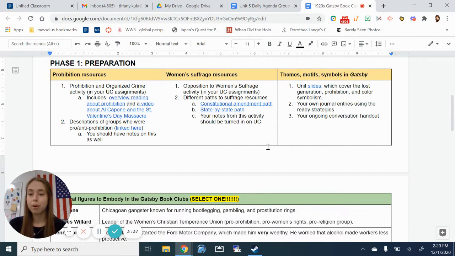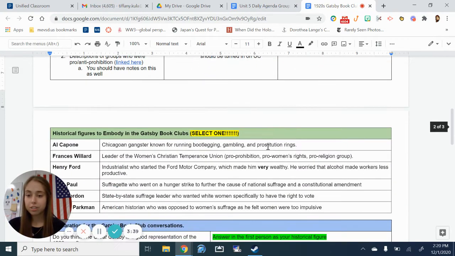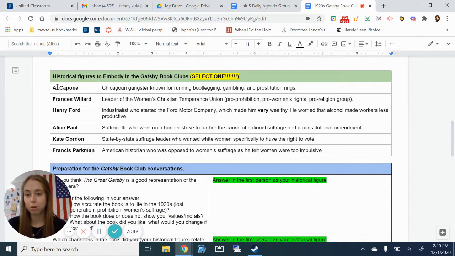So for your preparation today and tomorrow, first step is going to be to pick your historical figure. There are 6 different options. 3 of them are people who strongly relate to the suffrage movement. 3 of them are people more strongly related to the Prohibition movement. So you'll want to pick your person, and then you will write from their perspective. Some of these people we directly talked about, like Al Capone. Some of the other people, like Frances Willard, for example, we didn't really talk about her directly, but we did talk a lot about the Women's Christian Temperance Union during our Prohibition days.